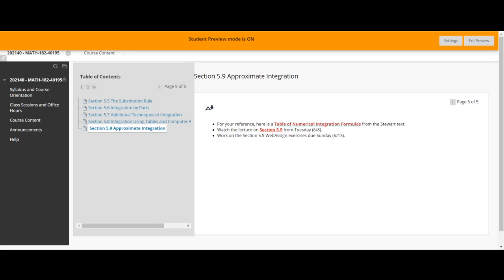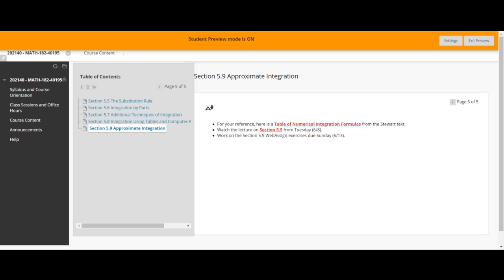Okay, I'm uploading it. How many have clicked on the link, the table of numerical integration formulas, and see the handout there? Good. Excellent. I actually made that handout just because I think it'll make your life a little easier.